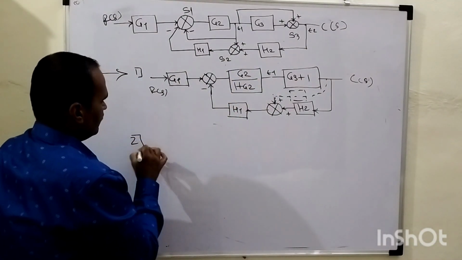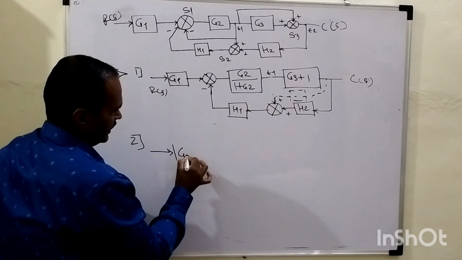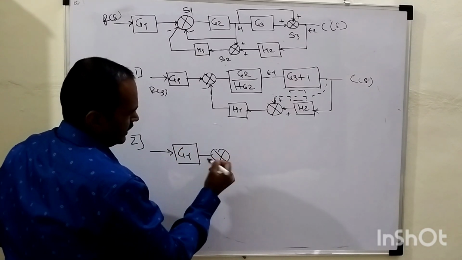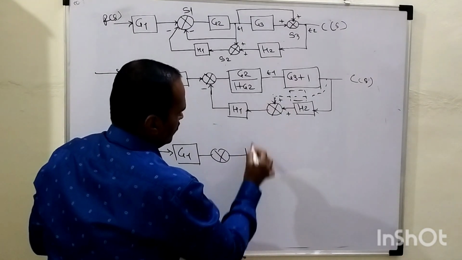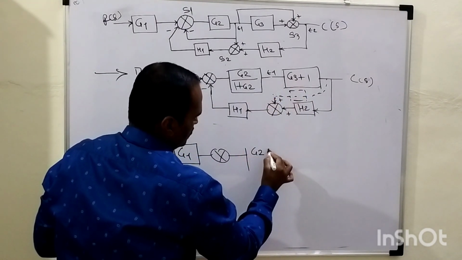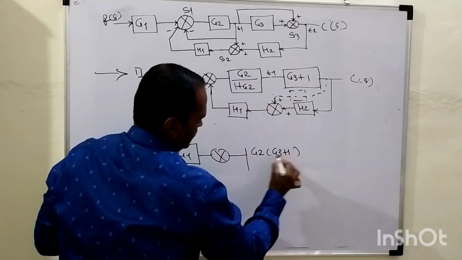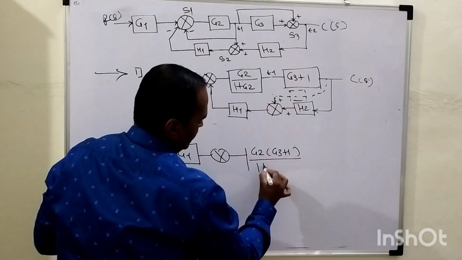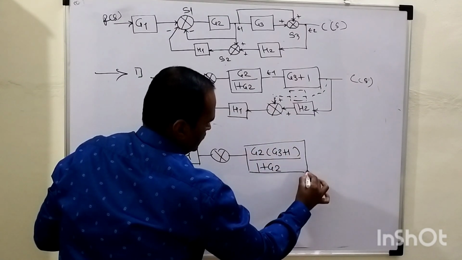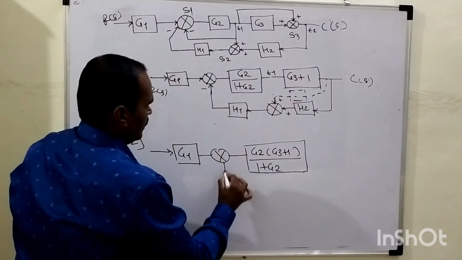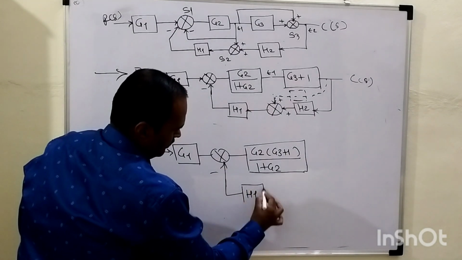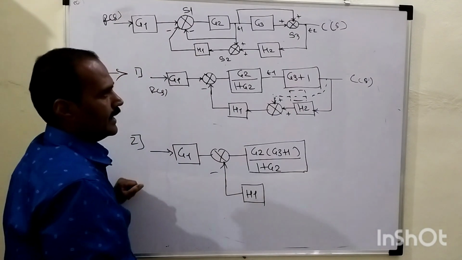So the second step will become what here? This G1 will retain its position as it is. The summing point also will retain its position as it is. Now these two blocks are connected in series form, so those are multiplied. G2, I will put this term into parentheses, G2 into G3 plus 1, divided by 1 plus G2, right? Again, as it is, this feedback element belongs to H1, right?